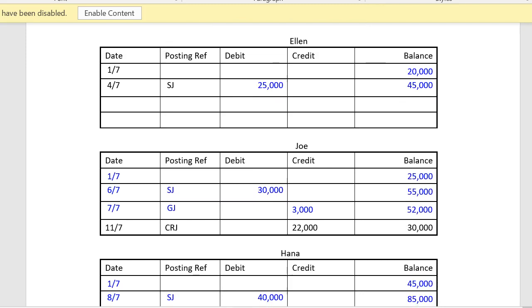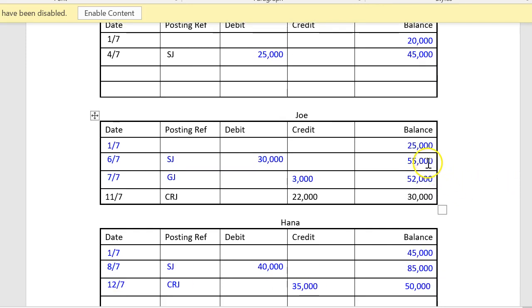Because of Joe's opening balance, you should write opening balance here, it's 25,000. Now keep in mind, when you write the opening balance, do not write it here. That is not a transaction. You write it under the balance column. They made $30,000 of credit sales to Joe, so Joe's accounts receivable balance went up. And it's from the sales journal, so you write SJ on the 6th of June.